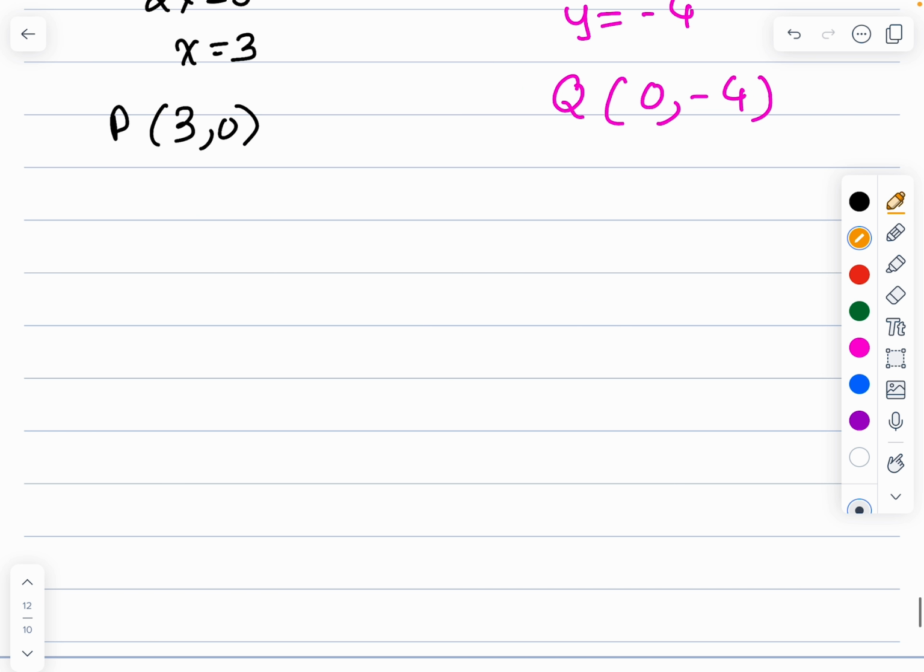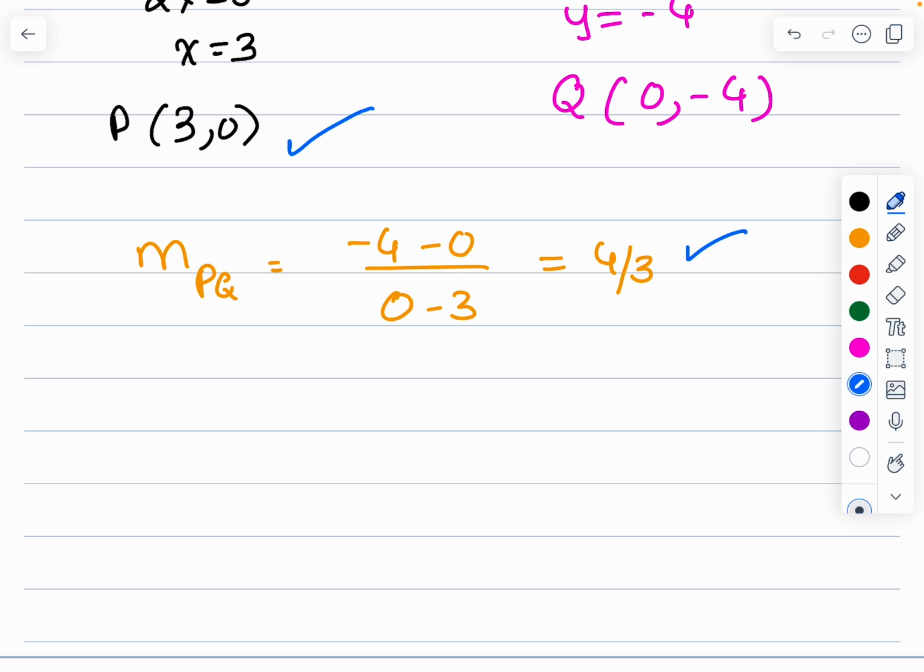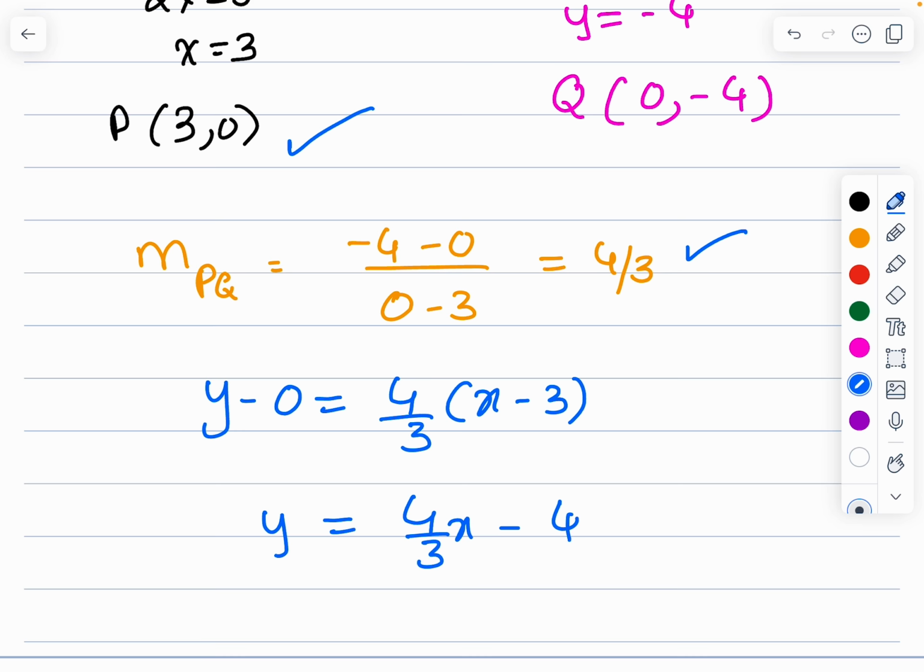Find the equation of the line joining PQ. So we need to know the gradient of PQ. y2 minus y1 by x2 minus x1, which is 4/3. Now you can take either P or Q. So I'll take P and the gradient. y minus y1 equals m times x minus x1. So y equals 4/3x minus 12/3, which is 4.